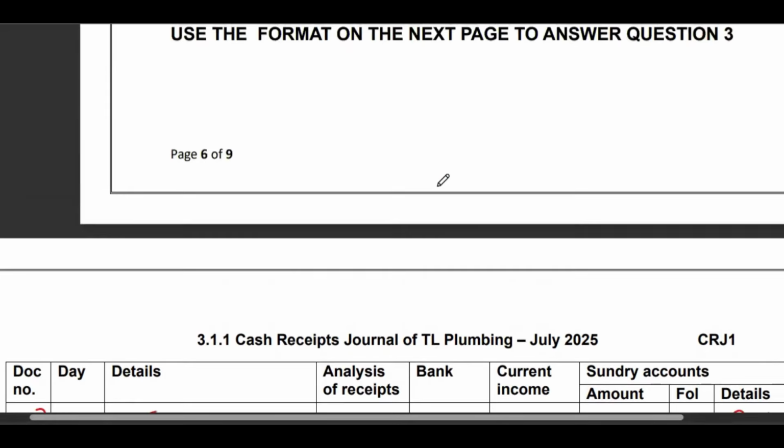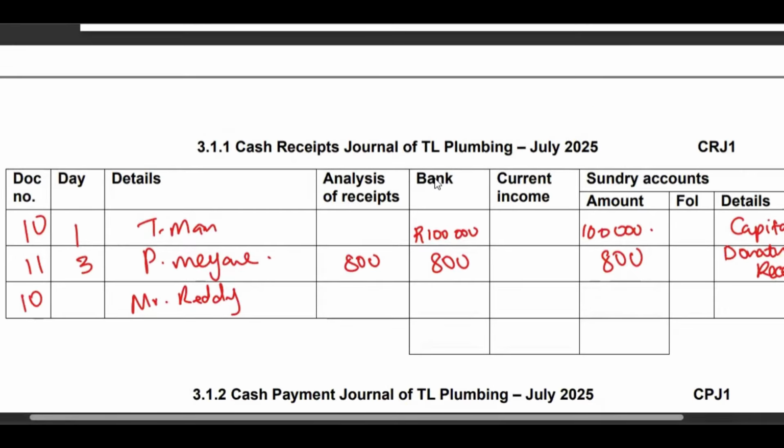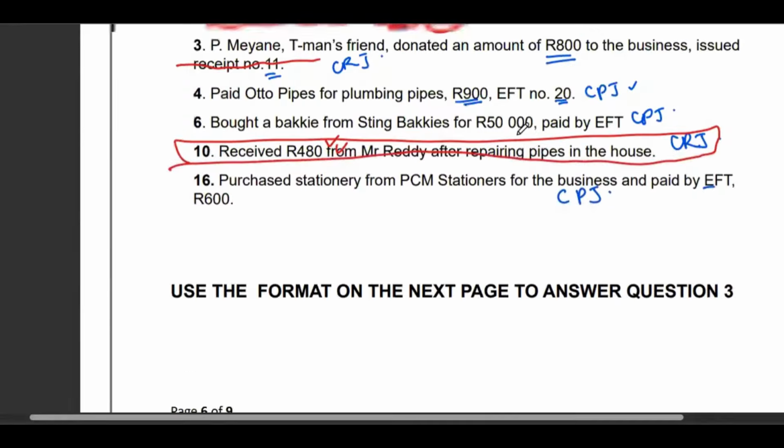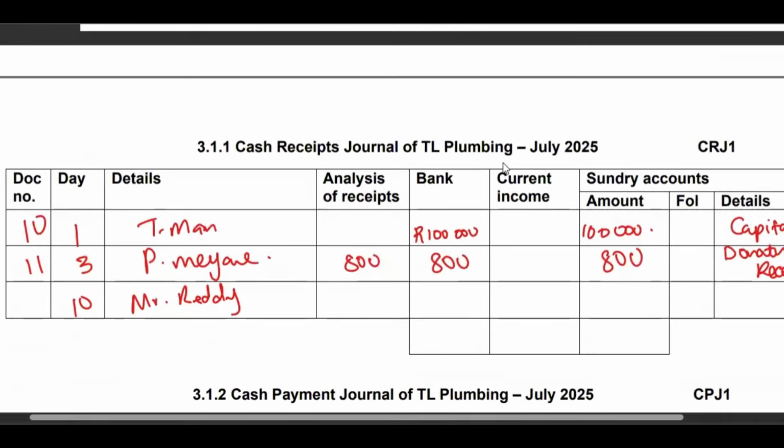On which date? Was it the 16th? No, it was the 10th. We're talking of the date. That's going to be the 10th. And then the receipt number or the document detail. So for repairing the pipes. So let's just call it CRT, the cash received transaction. So how much was it? It was 480. That's under the receipt analysis.